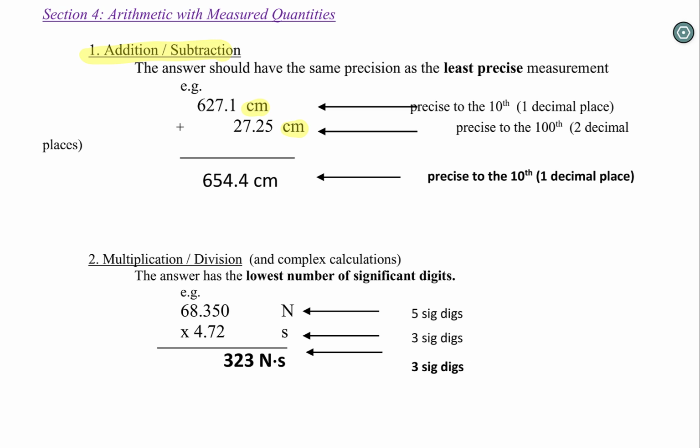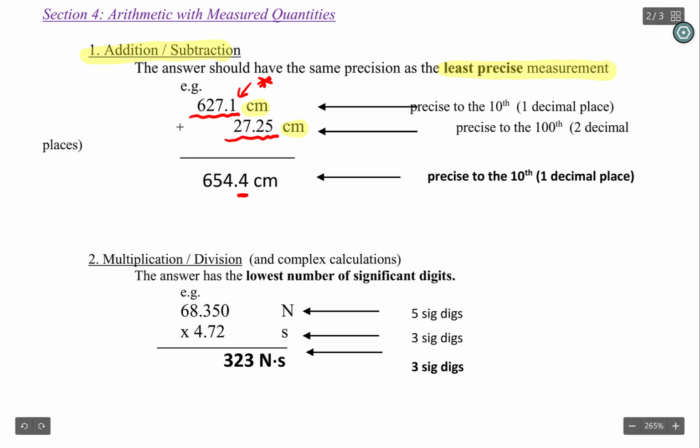Now, the rule is when you're trying to figure out what the number is going to be as an answer, you have to answer to the least precise measurement. So for instance, this value is measured to 1/10 of a centimeter, and this value is measured to 100th. This is least precise because we don't have that extra value after the 100th, which means my final answer has to be to 1/10, not to 100th.